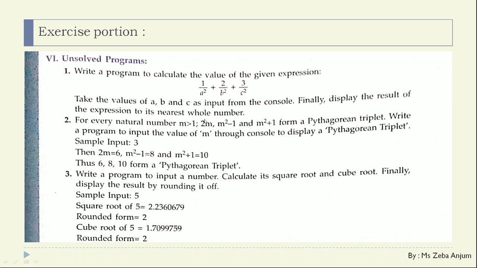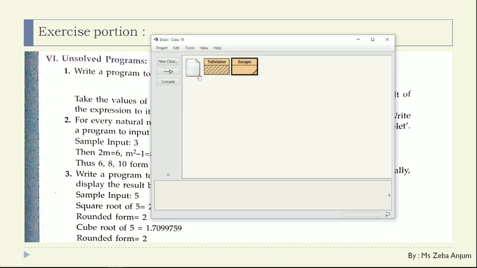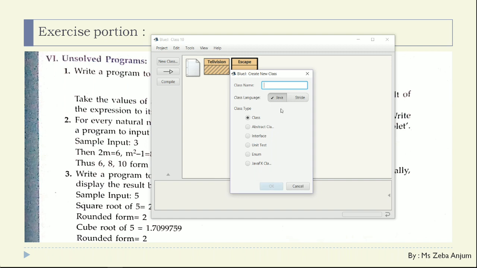You have to round off the answer also, so at the last we are going to use the math.round function. Math.round mathematical function we are going to use at the very last. Now let us try to do this program. Let us open our BlueJ. A new class we are going to make. So this is your question number 1.